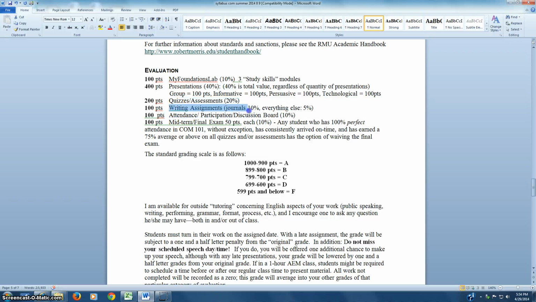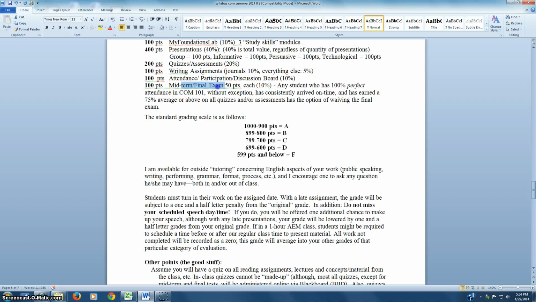Any writing assignments that we'll do are worth 10%. For example, the journal writing project that you'll have this quarter is worth 10% of the grade, 1 full letter grade. Being here, being a part of our discussion board that we'll have throughout the quarter and participating actively in class is a 1 full letter grade at 10%. The midterm is worth 5%. The final exam is worth 5% as well.